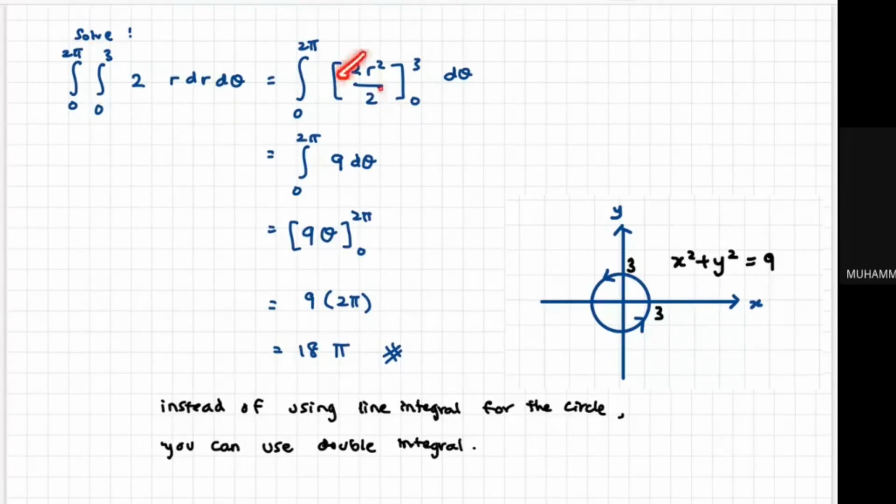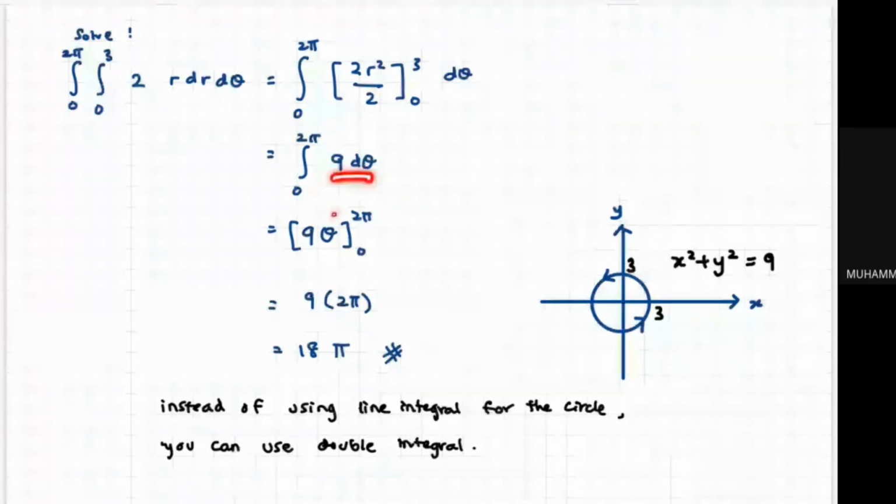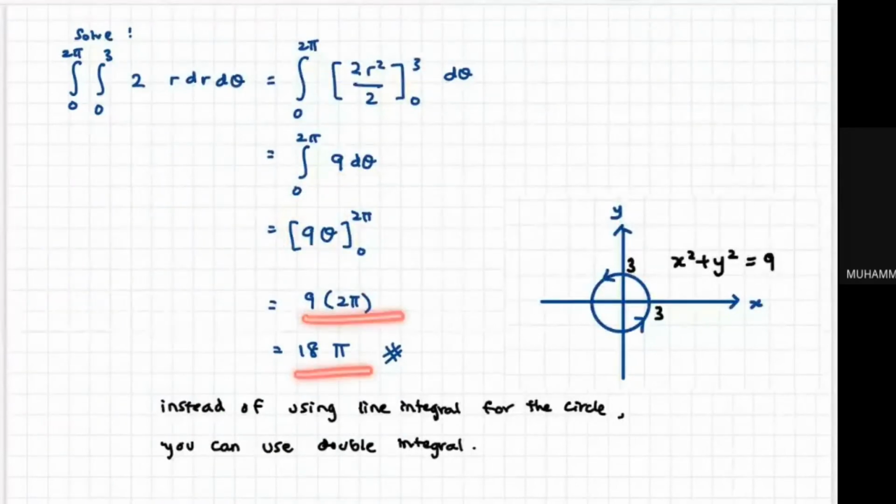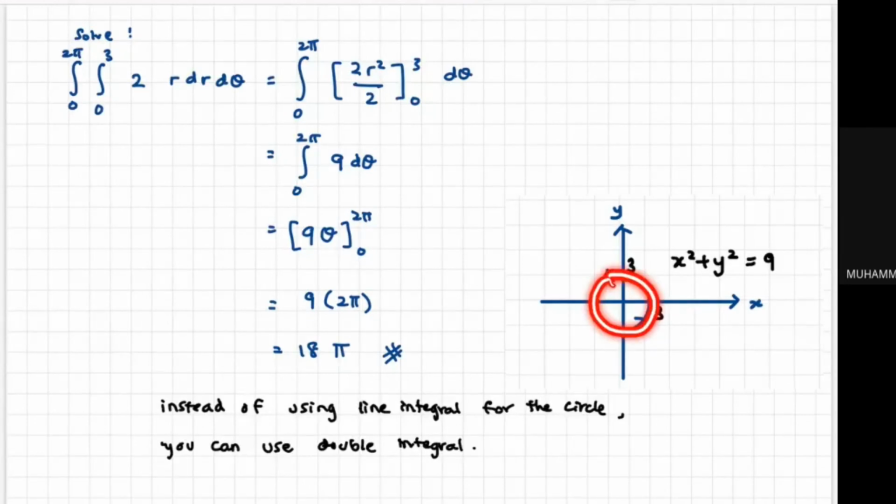Simplify this. Substitute r equal to 3. 3 squared is 9. 9 minus 0. So you just have to solve 9 d theta. 9 integrated with respect to theta, we get 9 theta. Substitute 2 pi. So you get 18 pi. So this is your answer. So instead of using the line integral for the circle, you also can use the double integral. So that's all for today. Thank you very much.